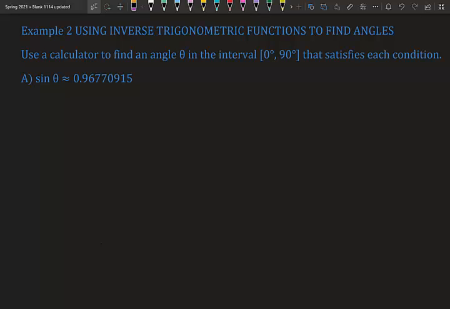Alright, now we're going to use the inverse trigonometric functions to find angles. So you know that little blue tangent -1, or sine -1, cosine -1 on your calculator? Now we're going to use them, and we're going to show you why we use them and how we use them. So we're going to use a calculator to find angle theta in the interval of 0 to 90 degrees that satisfies each condition. Now, what mode do we need to be in? We need to be in degree mode. Your calculator should be in degree mode because we're working with degrees. It tells us right here we're working with degrees.